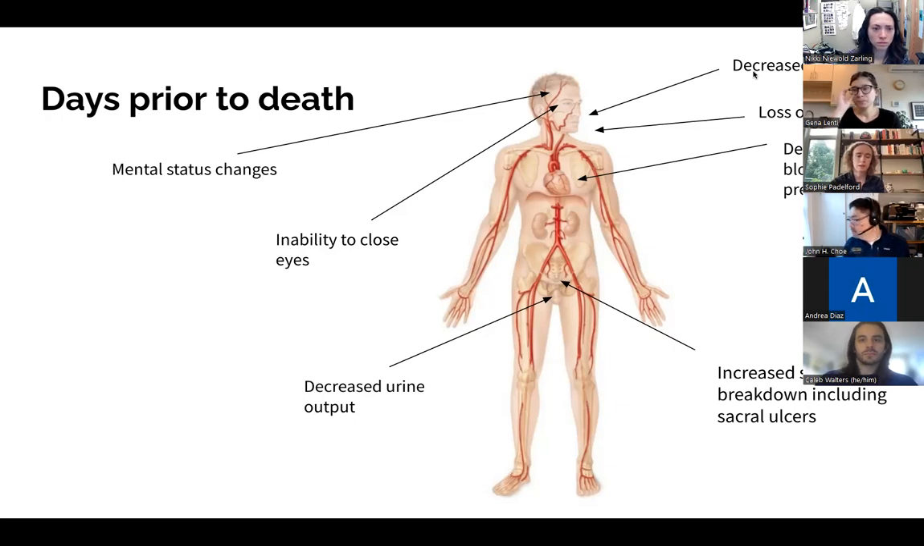We see a decreased appetite. Patients generally voluntarily first stop eating and then stop drinking due to decreased desire to do so. Loss of a gag reflex. I didn't put this on here, but also loss of strength of the swallowing muscles, so increased risk for aspiration in the days prior to death. Decreased blood pressure and increased skin breakdown, which can put people at risk for sacral ulcers. Obviously, an ulcer wouldn't develop in days, but in general, the skin starts to break down.